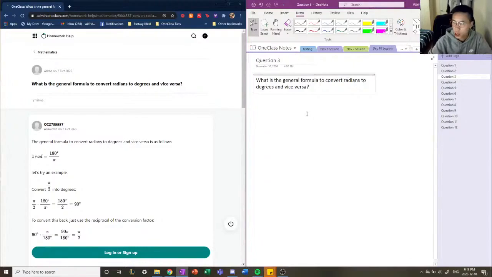Alright, so what is a general formula to convert radians to degrees and vice versa? There are different systems of describing angles, and the two main systems are the degrees and the radian system.